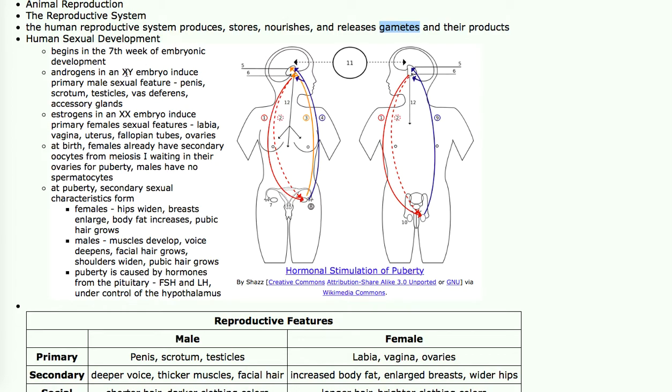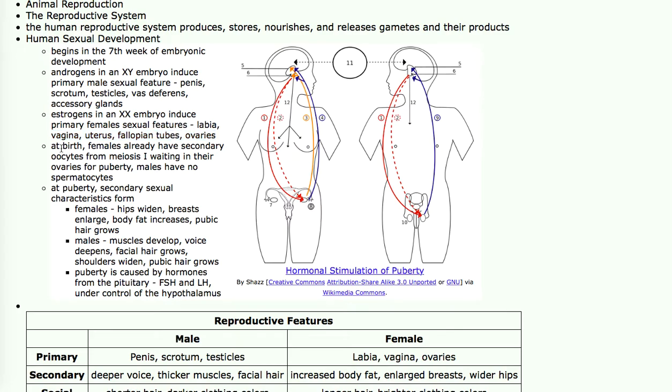If the embryo has inherited a Y chromosome, and we'll talk about this in the next unit in genetics, but if the embryo possesses a Y chromosome, the Y chromosome is a genetic switch that will cause primary male sexual features to form, which are penis, scrotum, testicles, internal vas deferens, and accessory glands. If a Y chromosome is not present, by default, the embryo will produce female sexual features, which include the labia, the vagina, uterus, fallopian tubes, and ovaries.